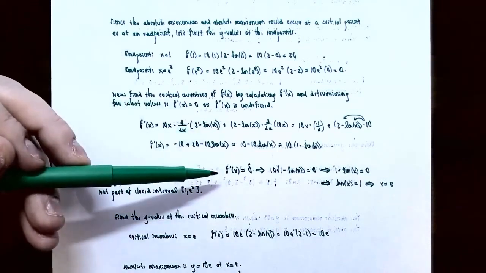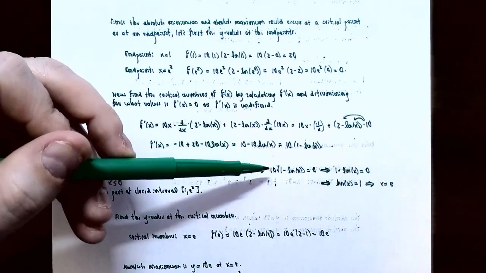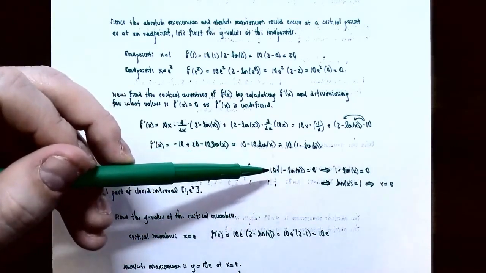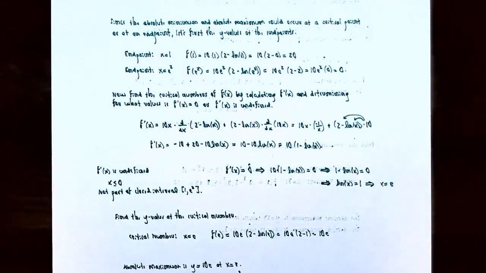However, the derivative could be 0, so f prime of x equals 0 gives you an equation to solve for x. You have 10 times the quantity, 1 subtract natural log of x equals 0. Well, 10 can't be 0, so you have 1 minus natural log of x equals 0. And if you solve for x, you have natural log of x equals 1. What value of natural log gives you 1?